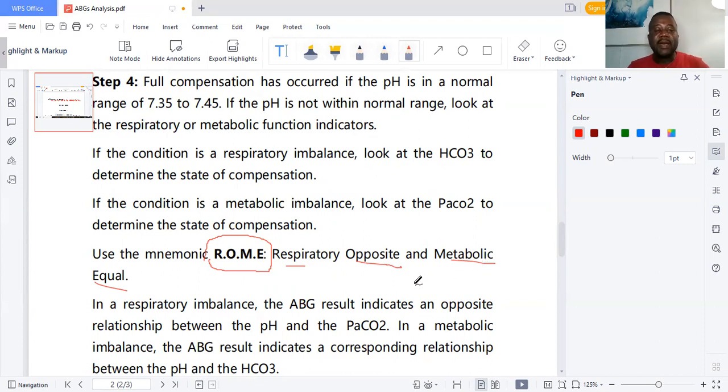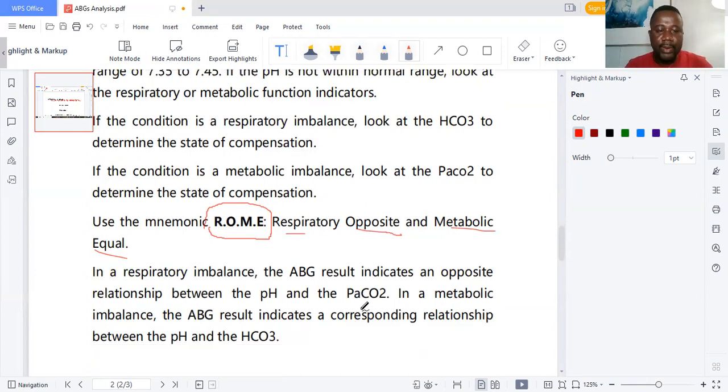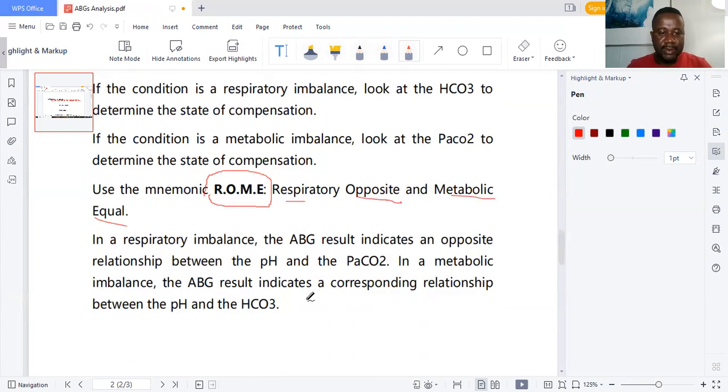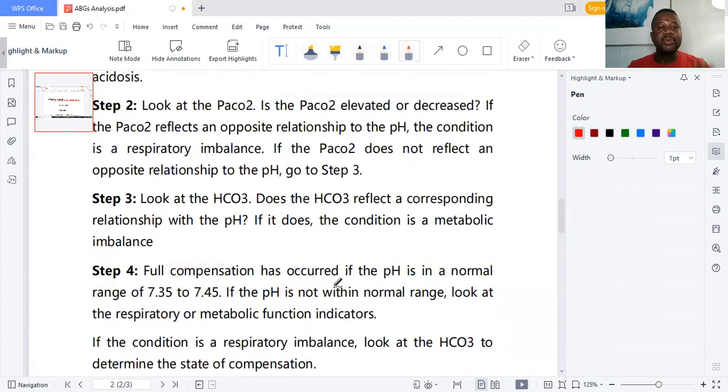For it to be metabolic, they have to be equal. Equal doesn't mean they have to have equal value. Equal means they should be going in the same direction. Either the carbonate, which is the function indicator for metabolic, should be increasing while the pH is also increasing, or if the pH is decreasing, the carbonate is also decreasing for it to be metabolic. Okay, that is it. That is very simple. You follow the steps, you'll be able to not miss a question on this.